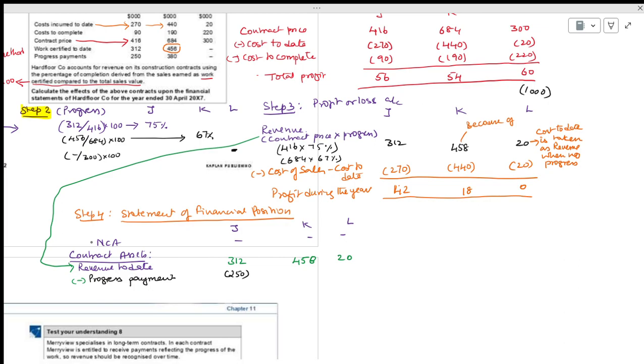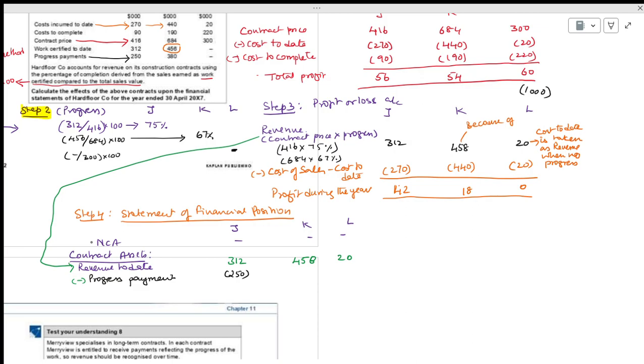How much is the progress payments? 250? It is there here. Yeah, that's the last 250 part. Okay, progress payment. That is nothing but what they have paid to us. It's nothing but cash invoiced to date or cash received.